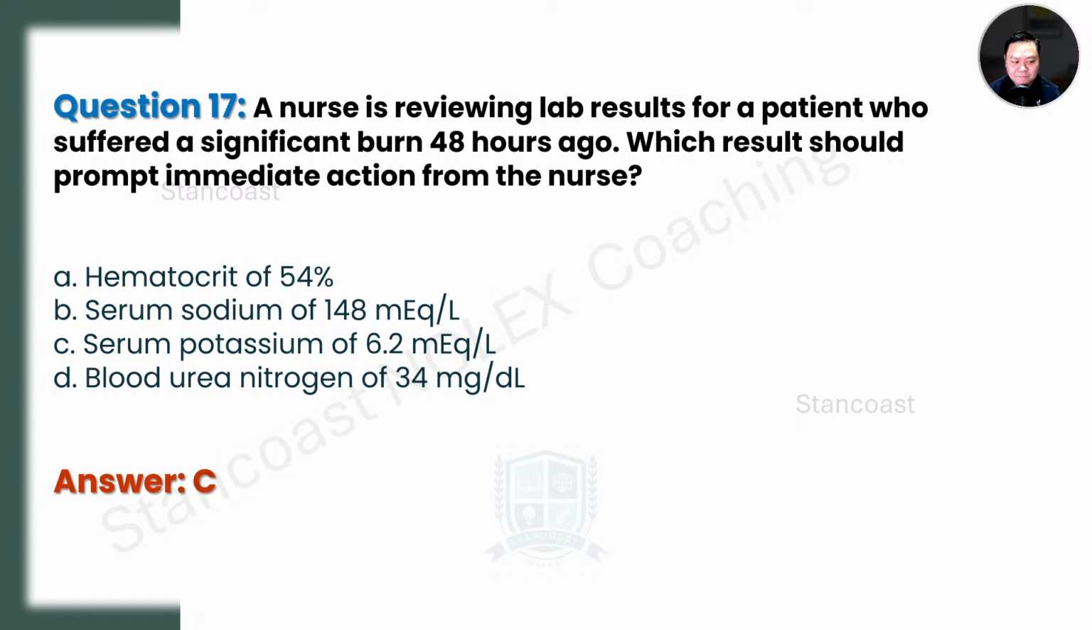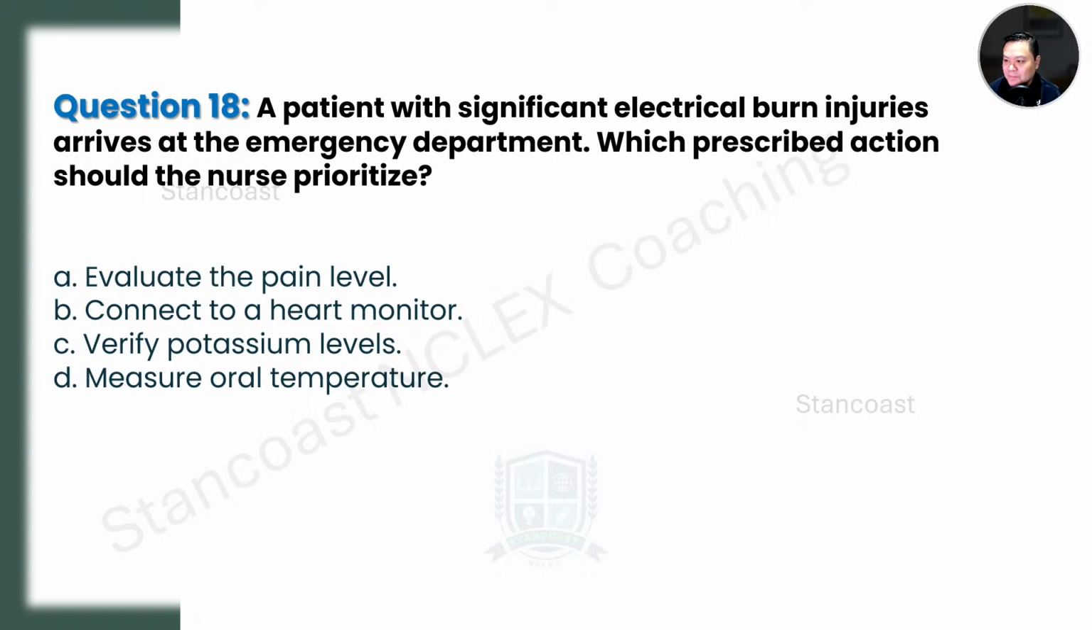Okay. Now let's have number 18. A patient with significant electrical burn injuries arrives at the emergency department. Which prescribed action should the nurse prioritize? A, evaluate the pain level. B, connect to a heart monitor. C, verify potassium levels. And D, measure oral temperature.